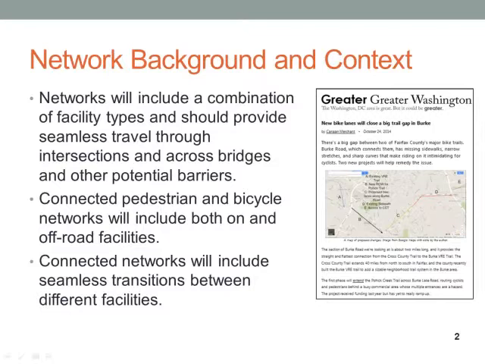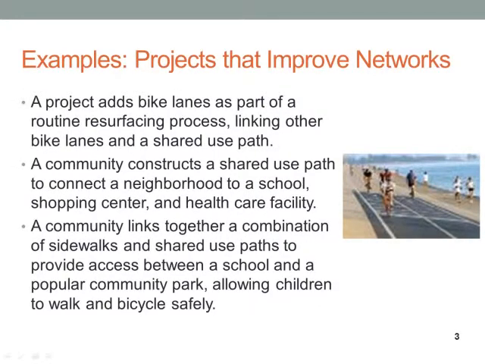Next slide, please. This has examples of some projects that can improve networks. You could add bike lanes as part of a routine resurfacing project, and you can link bike lanes and another shared use path. Or a community can construct a shared use path to connect a neighborhood to a school, shopping center, or a healthcare facility. Or a community could link together a combination of sidewalks, shared use paths, or other kinds of trail facilities to allow children to walk to school and bicycle safely. When you have your communities, think about how a trail connection can bring neighborhoods together.